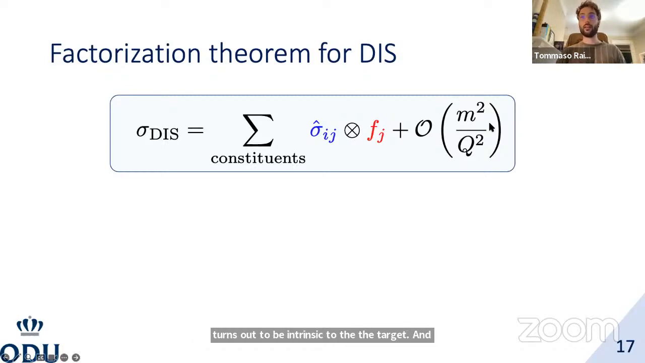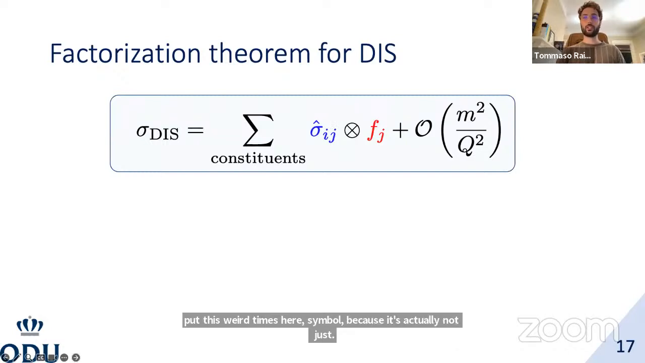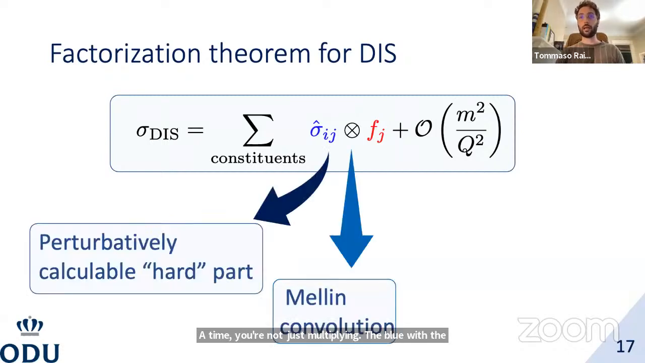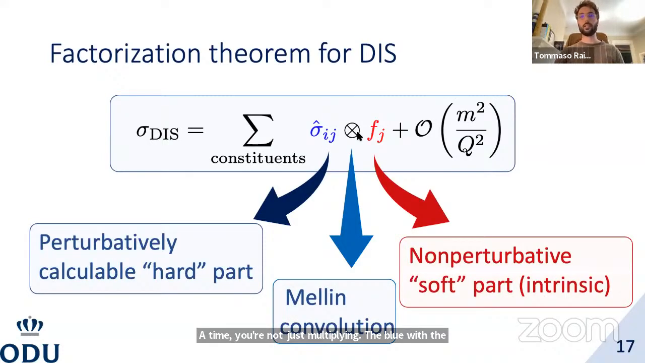And you are probably wondering why I've put this weird times symbol here, because it's actually not just a times, you're not just multiplying the blue with the red, but it's what we call a Mellin convolution. It doesn't really matter what it is. The point is that you can really factorize, that is why I call it a factorization theorem, these two contributions. And the very important point is that this in blue we can calculate, this in red we will have to extract from experiments, but that is intrinsic.